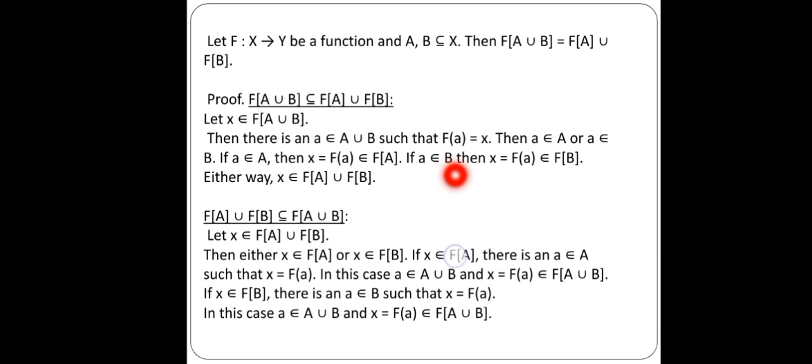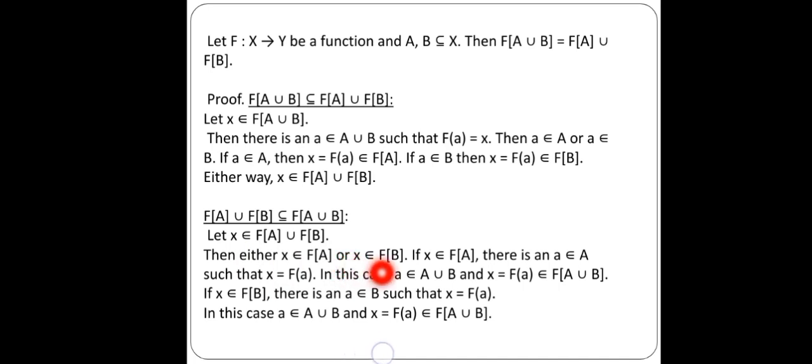So if a is an element of B, then x is equal to f of a, an element of f of B. Either way, x is an element of f of A union f of B. So another one: f of A union f of B is a subset of f of A union B. Let x be an element of f of A union f of B, then either x is an element of f of A or x is an element of f of B.